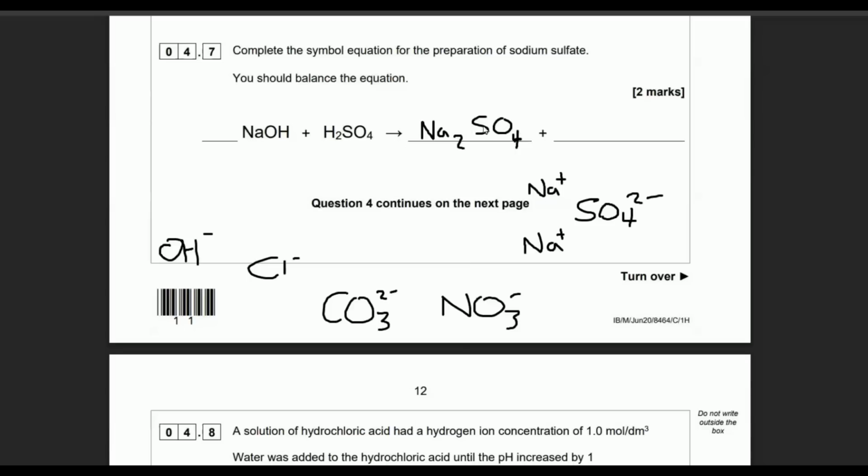Okay, what do we make when we do base plus acid? We make salt and water. So now I just need to put the water there, sodium sulfate plus water. I need to balance. So I've got a 2 there. I need a big fat 2 there.